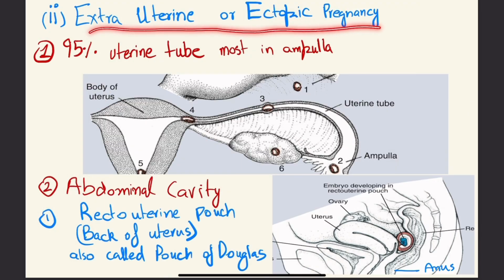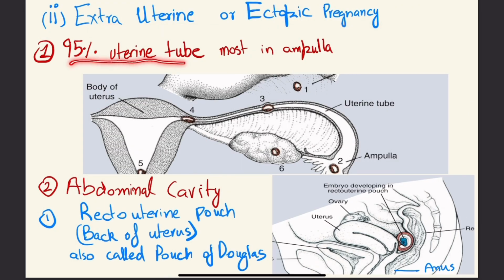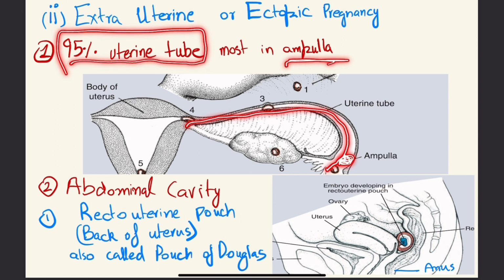Next is extrauterine or ectopic pregnancy. 95% of the time it is in the uterine tube. Here is the uterine tube, and most of the time it is in the ampullary portion or ampulla.